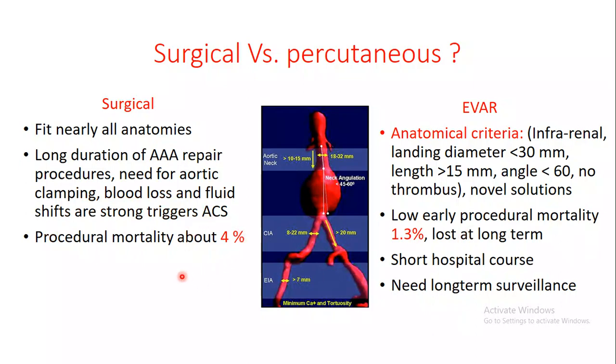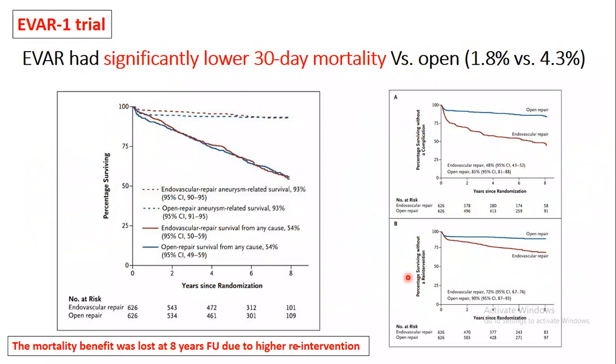And as we said, the procedural mortality is higher in open intervention, 4% in comparison to only 1.3% in percutaneous intervention. Again, it is lost in the long term due to a higher rate of reintervention, as clearly seen here in the EVAR-1 trial. At 8 years, there is loss of the early mortality benefit seen with EVAR in comparison to surgery due to the higher reintervention rate.